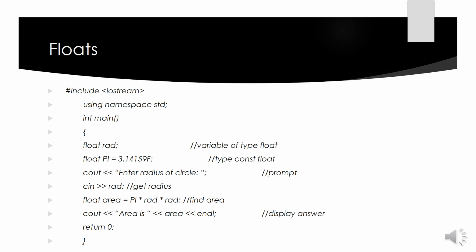The following example program prompts the user to type in a floating point number representing the radius of a circle. It then calculates and displays the circle's area. The letter F following the value of the variable pi denotes that the variable is of type float, which is not compulsory.